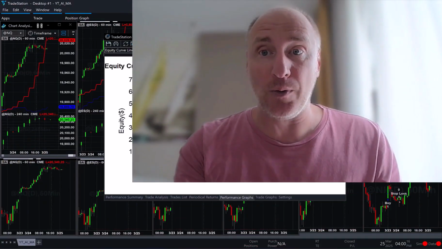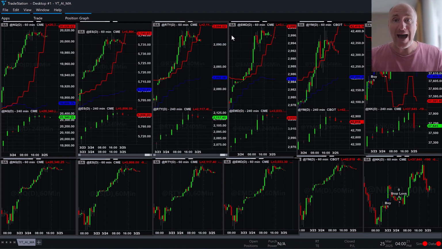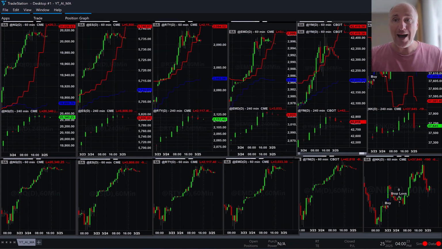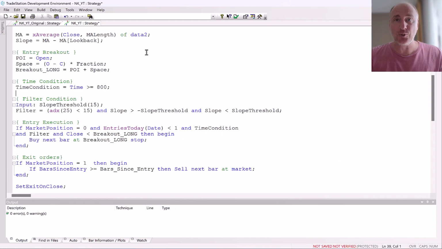Well, to find out, we need to test this filter on other indexes as well. And that's exactly what we're going to do right now. We're going to test this filter also on E-mini S&P, on RTY, EMD, YM, and also on the original Nikkei market.